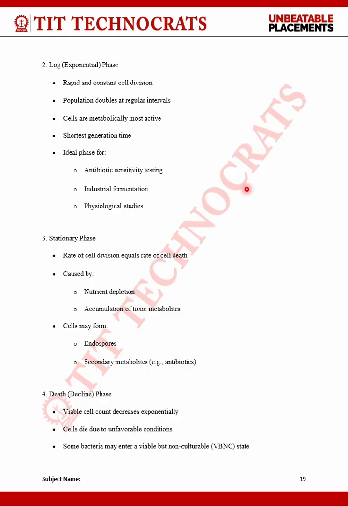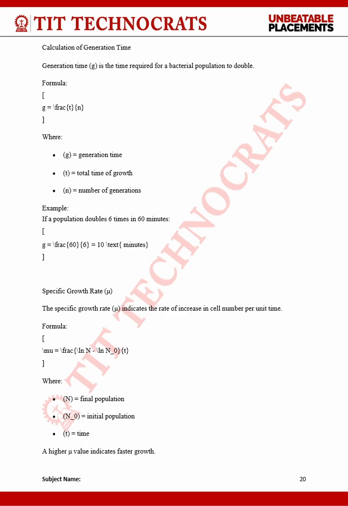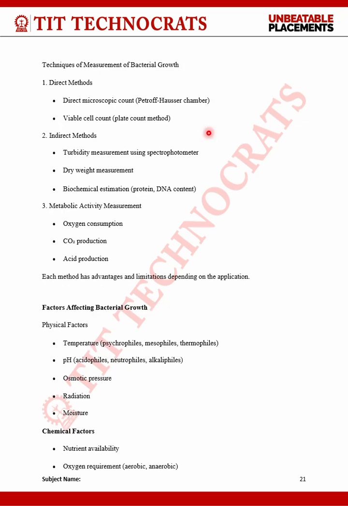In the stationary phase, the rate of cell division equals the rate of cell death. In the death phase, all the viable cells move toward death. How can we measure this? Techniques for measurement of bacterial growth: we have direct methods and indirect methods, turbidity measurement, dry weight measurement, direct microscopic count, and viable count. Factors affecting bacterial growth: physical factors such as temperature, pH, osmotic pressure, radiation, and moisture.